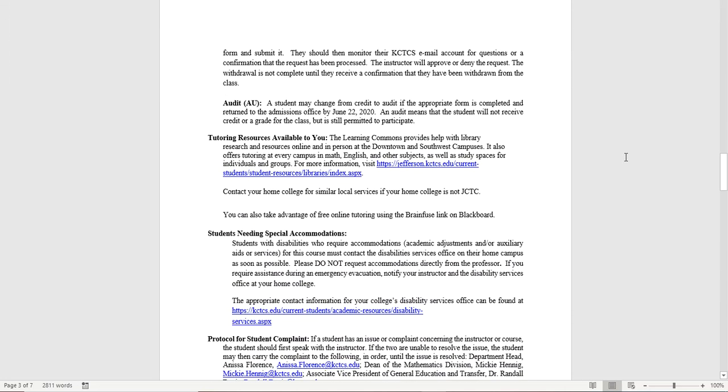The final special grading option is the audit grade. An audit changes the course from credit to an audit option. Audit allows you to complete the course without receiving a grade for the class.